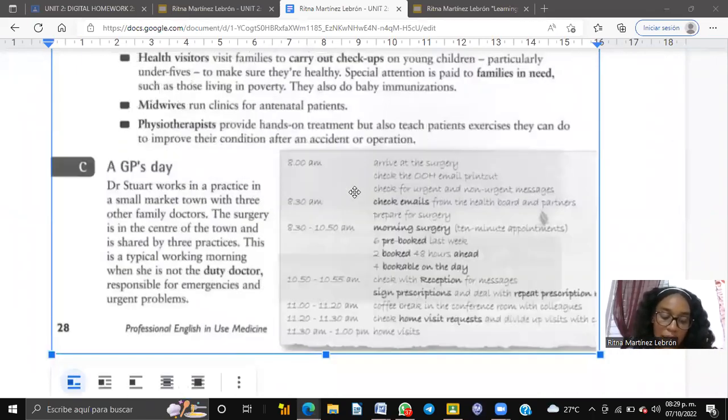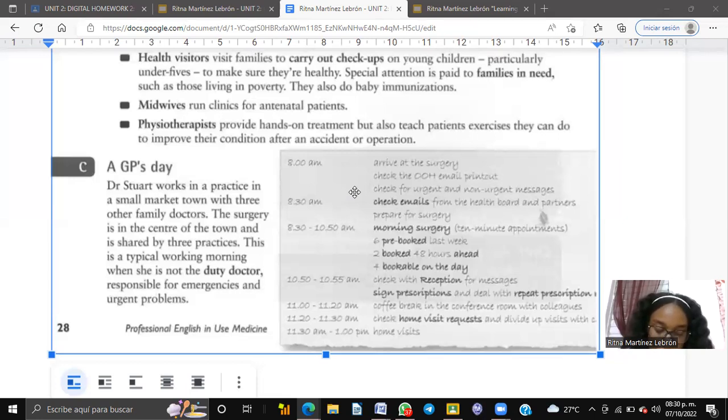Día del médico de cabecera. La doctora Stuart trabaja en un consultorio en un pequeño pueblo comercial con otros 3 médicos de familia. La consulta se encuentra en el centro del pueblo y es compartida por 3 consultores. Esta es una típica mañana de trabajo en la que ella no es el médico de guardia, responsable de emergencias y problemas urgentes.